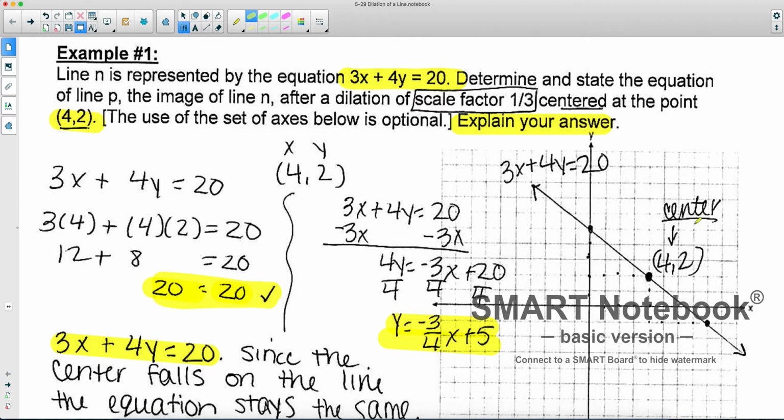But this is kind of what I like to show you. And it's the equation y equals negative 3/4 x plus 5. So I went to my y-intercept at 5, down 3 and to the right 4, and I kept on doing that.